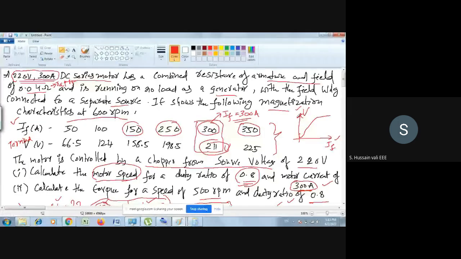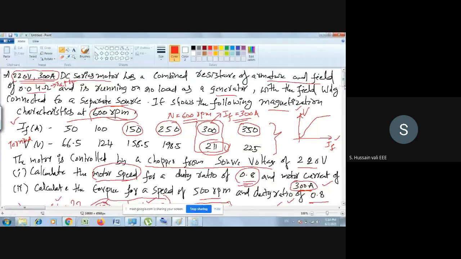So we'll do one thing. One important thing is that the data which we have done here is for 600 RPM. So the speed here is 600 RPM. This data he has given. The speed is 600 RPM. So one data he has given, and the ratings he has given here.